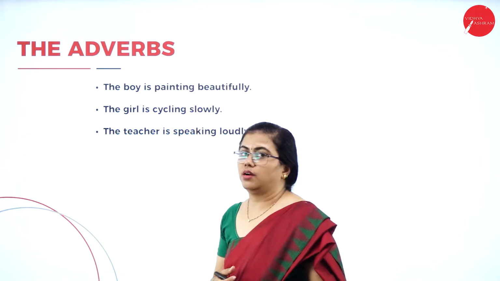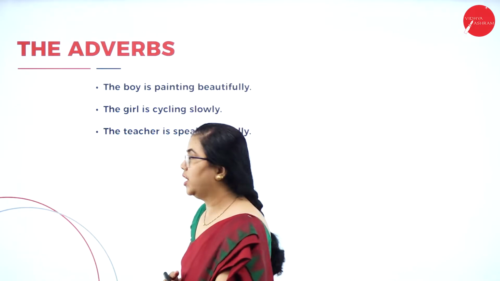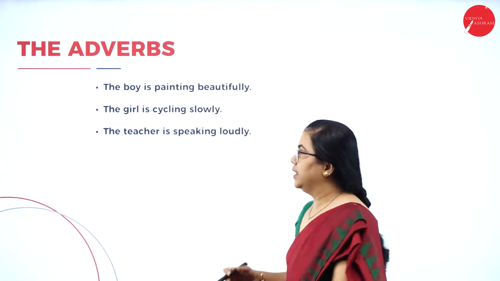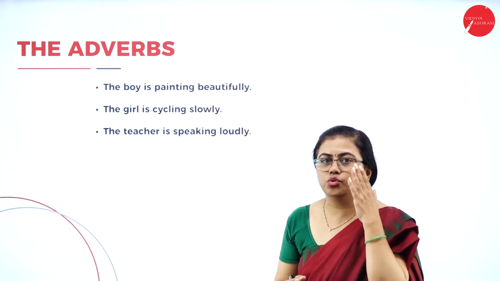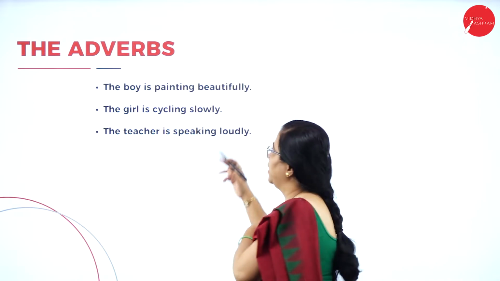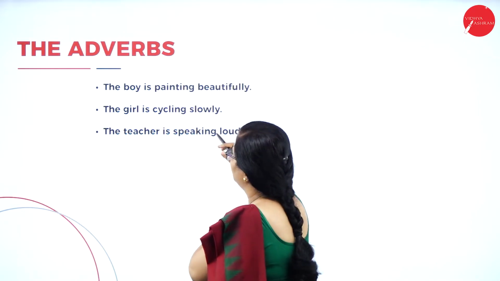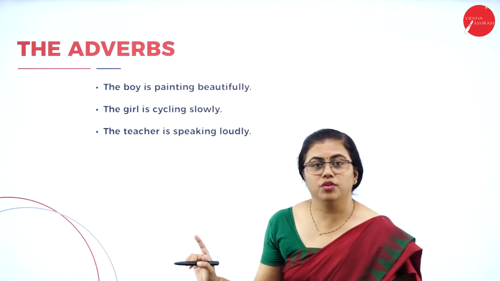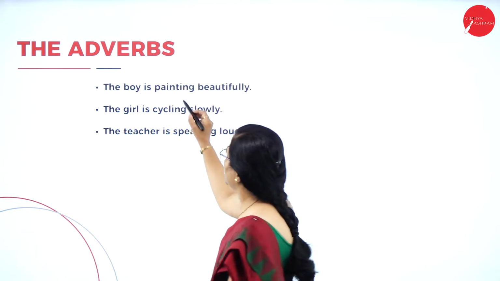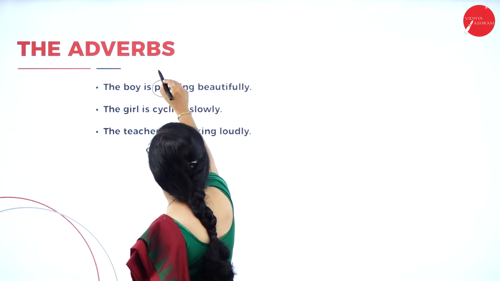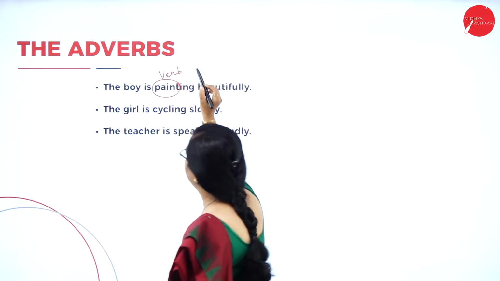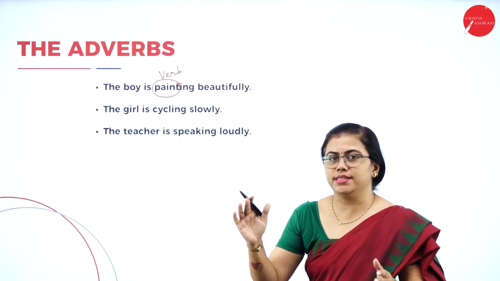So next, what are adverbs? We have to understand what adverbs are here. I have just added a few words to the previous sentences. Compared to the previous sentence, I have just added a few words. First, let us identify the verbs in these sentences. Here you can see paint is a verb. That is the action that is happening. That is the main verb.